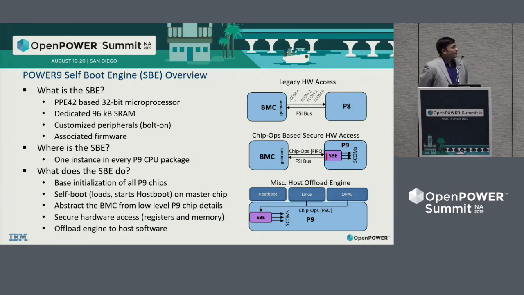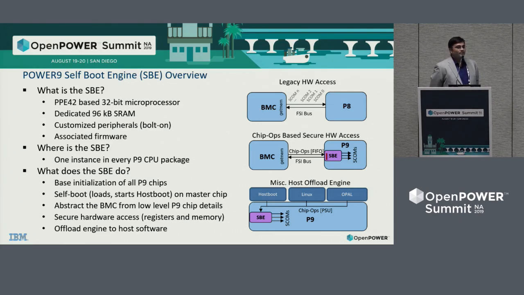There is a dedicated 96 kilobytes of SRAM, which is the primary and the fastest way that the SBE can execute instructions. It has customized peripherals around it to do specific functions, and in general, we call them bolt-ons. In the next charts, I'll go into details of what those bolt-ons are, and the associated firmware that runs on the SBE hardware itself. It's a term that's used interchangeably in hardware and firmware: this whole block of hardware along with the firmware running is called the self-boot engine.